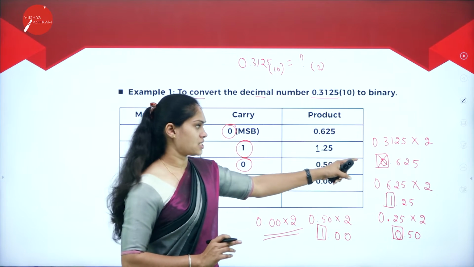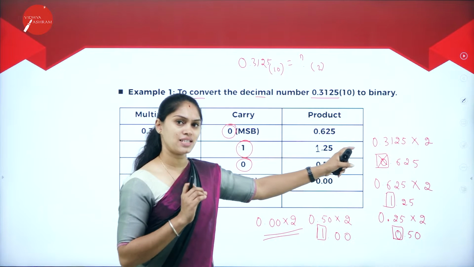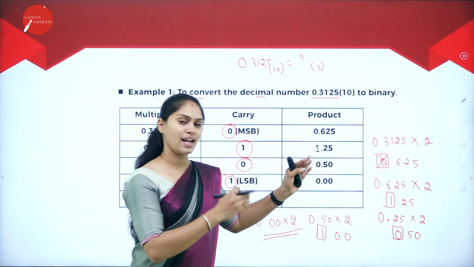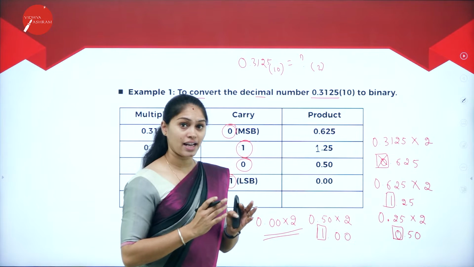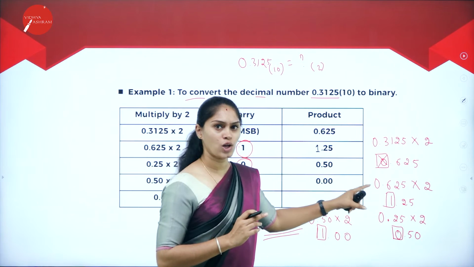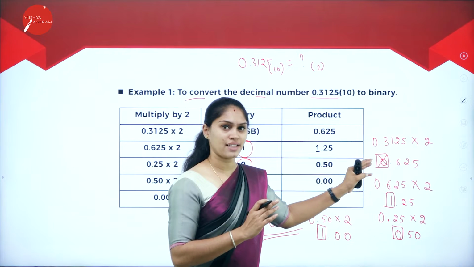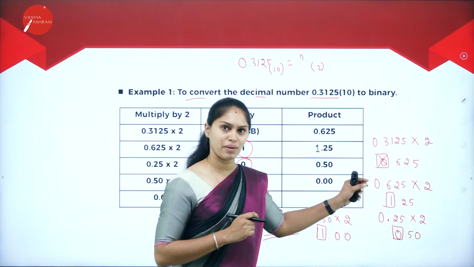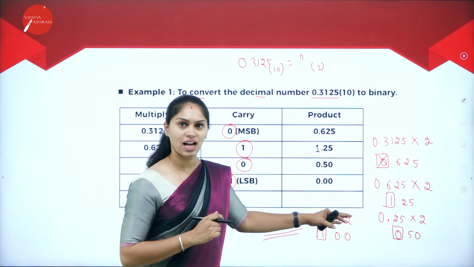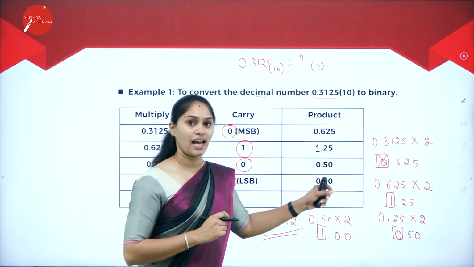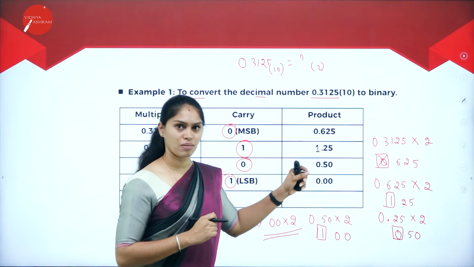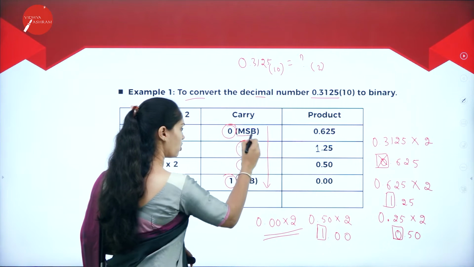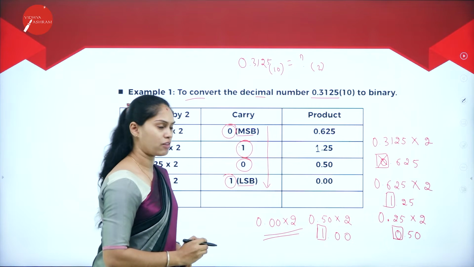Okay. So in the first step, we multiply the given decimal fraction by 2, find its product, and mark its carry. Either it can be 0 or 1. The first carry that we get will be the MSB, that is the most significant bit. The last carry that we get will be the LSB, that is the least significant bit. So here you are going to write the answer in this way, because we have to write from MSB to LSB.